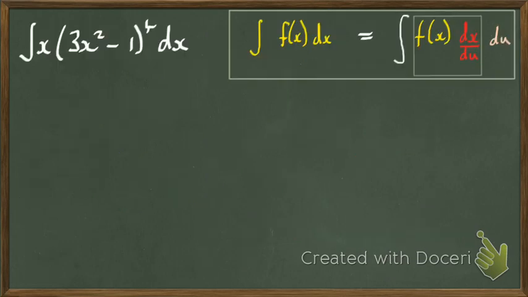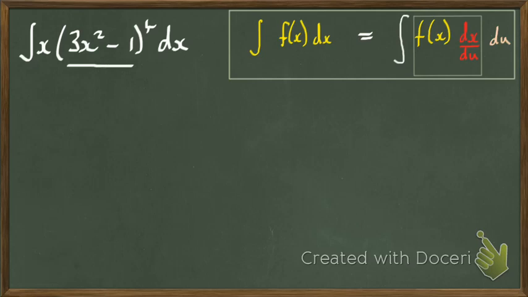Okay, one other example just to hopefully reinforce what we've done, and you'll notice that I've put my processing of the formula up here, the conversion. So we've got the integral of x times (3x squared minus 1) to the power of 4 dx. Okay, we're going to just step through what we would do.